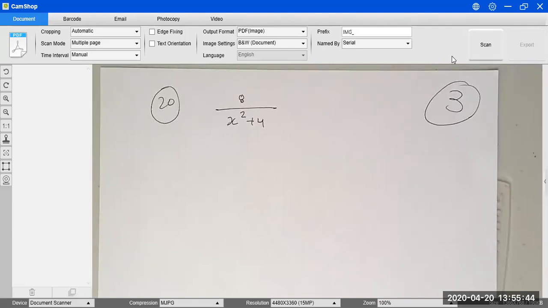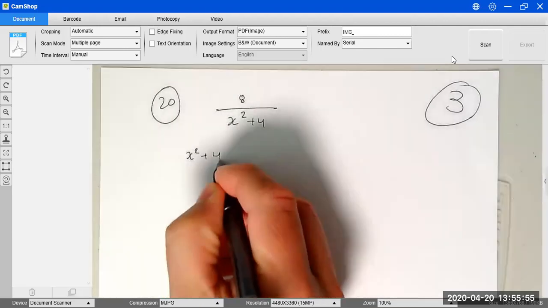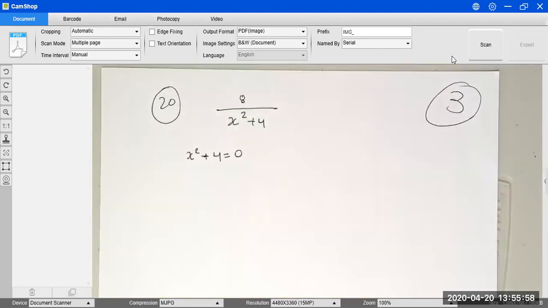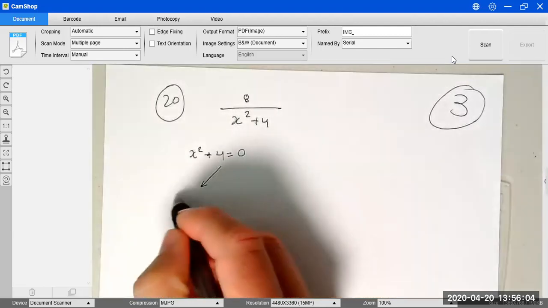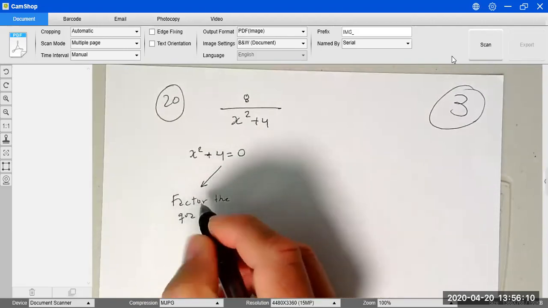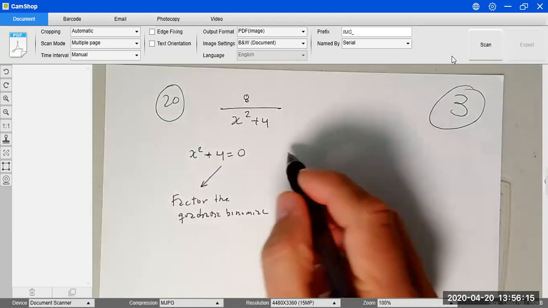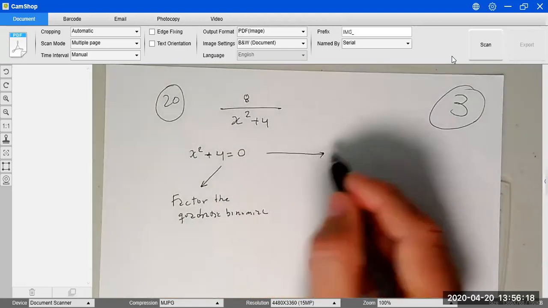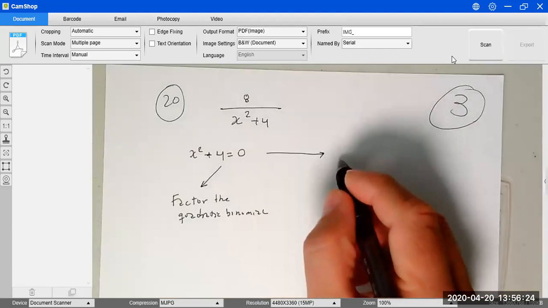So when you're trying to find the restrictions of a rational expression like the one on problem 20, again, you just need to check the denominator. You're going to equate the denominator to 0. So then there are two courses of action. You either factor the quadratic binomial, or you just solve the quadratic equation by using another algebraic procedure. I think it's the one that some of you might have tried.